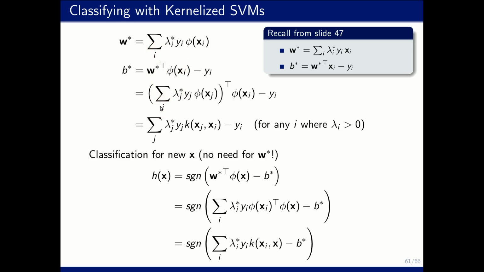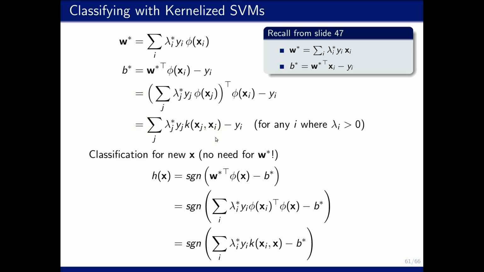So if we multiply phi xj with phi xi, this gives again an inner product, and we can replace this with the kernel. So for B star, we get this solution. Essentially, we just need to take the optimal solution of lambda, and we have these labels, and we just need to evaluate these kernels here. So we can formulate B again in kernels.